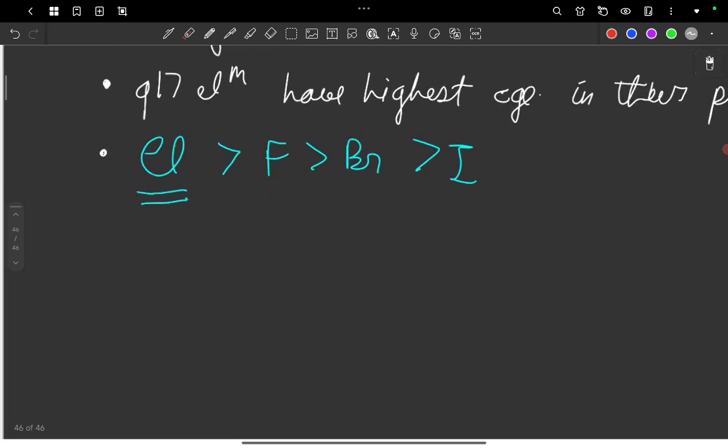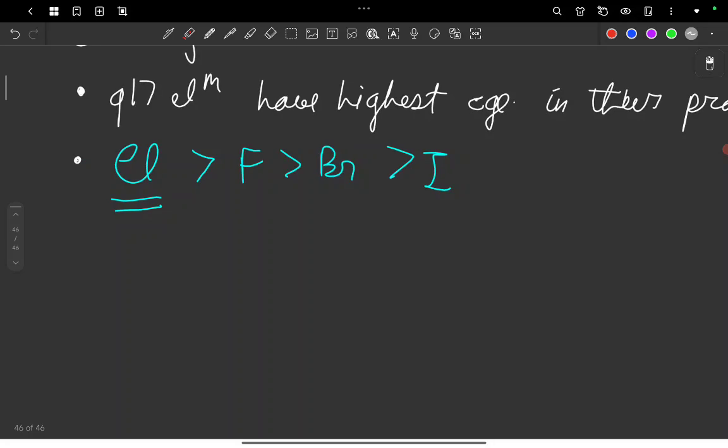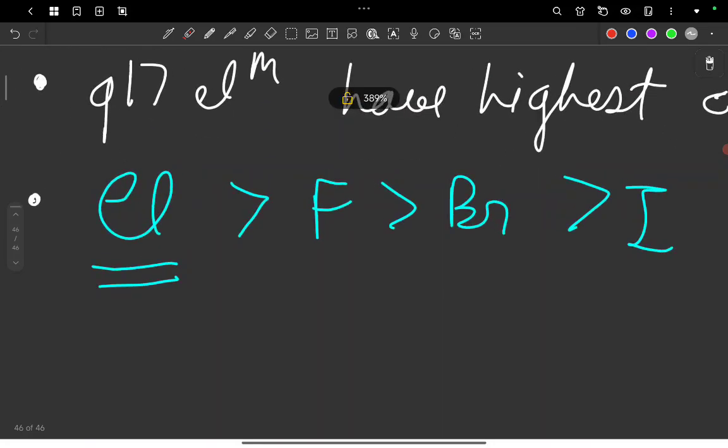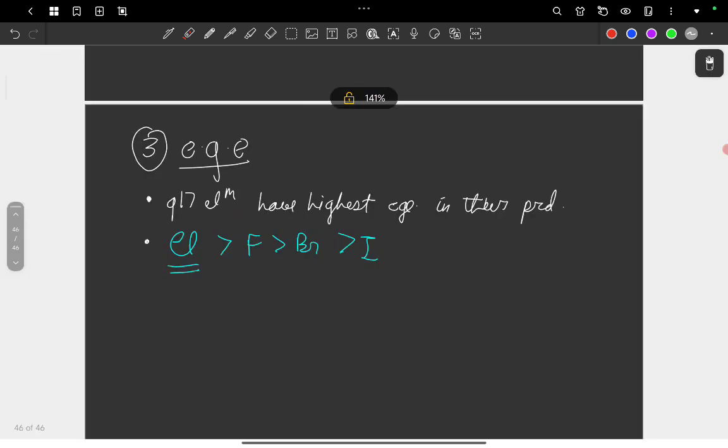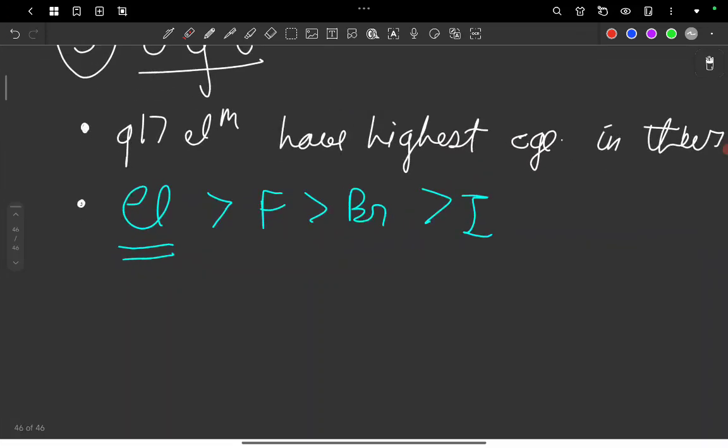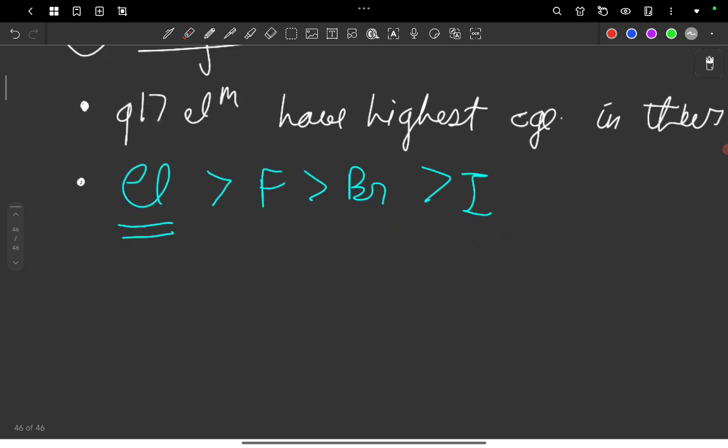Now, why is this exception there? Why is the electron gain enthalpy of fluorine smaller than that of chlorine? Why isn't there a smooth trend? This is because fluorine shows anomalous behavior, again due to lack of d orbitals and its small size. This small size primarily causes its electron gain enthalpy to be less than that of chlorine, because the nucleus plays a major part, and if the nucleus is so close to the outermost shell, that just causes complications and hence it falls back behind chlorine.